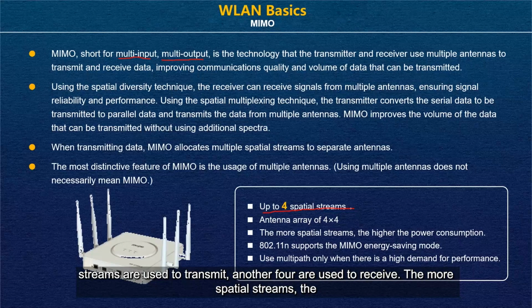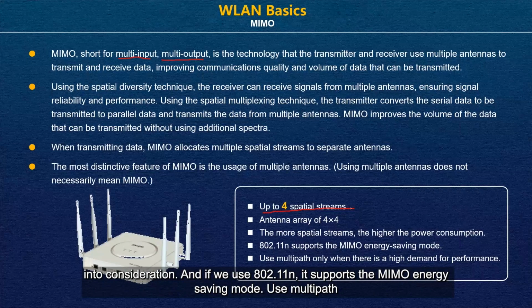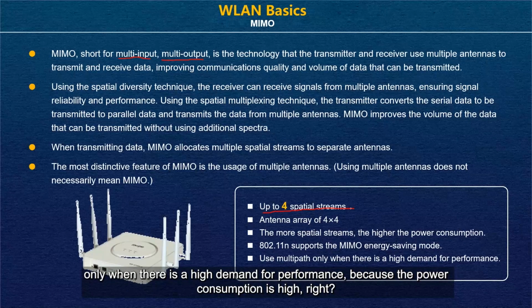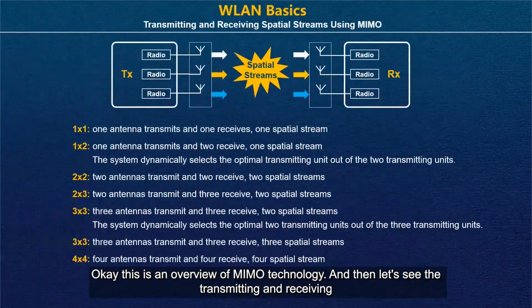The more spatial streams, the higher the power consumption. So if we use MIMO technology, we should take the power consumption into consideration. And 802.11n supports the MIMO energy saving mode. Use multiple streams only when there is a high demand for performance, because the power consumption is high, right? Okay, this is an overview of MIMO technology.